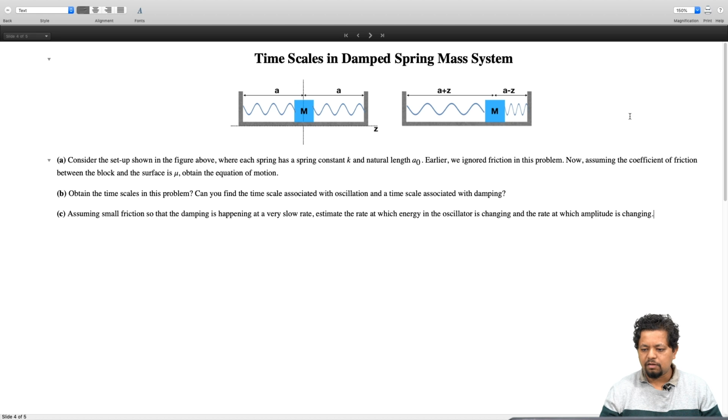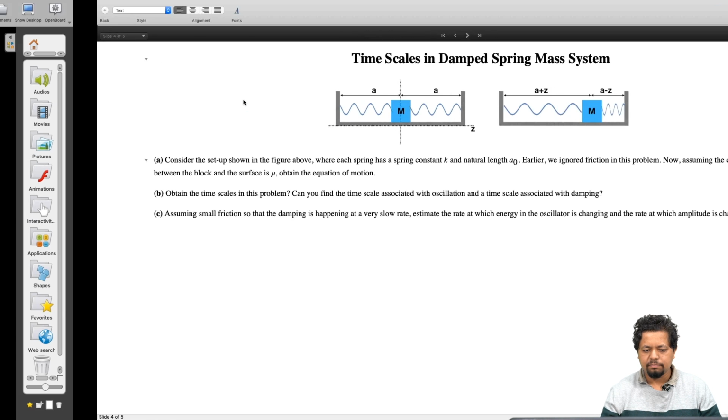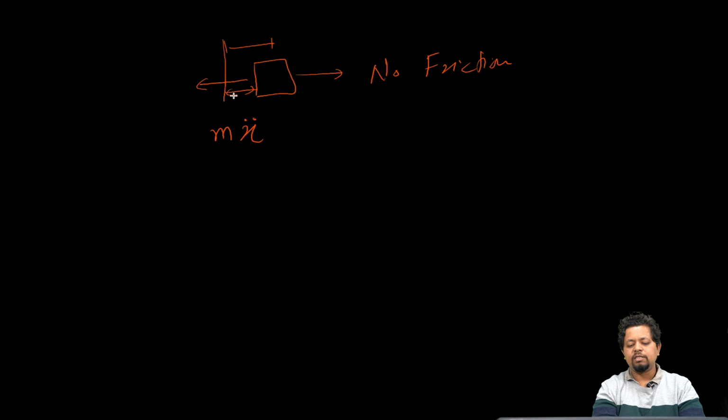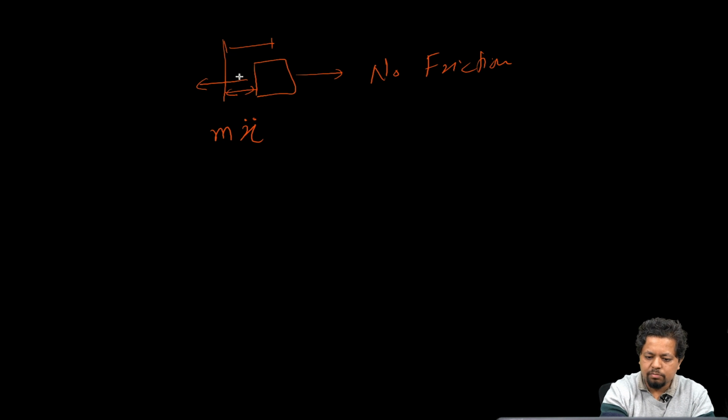So let's first analyze the equation of motion for the system. We've got a mass which is being displaced, and we worked out last time that m x double dot, let's assume there is no friction, and let's assume that from its mean position the mass has been displaced to the right hand side. As a consequence, there's a stretch in this spring, and the force because of this spring is to the left.